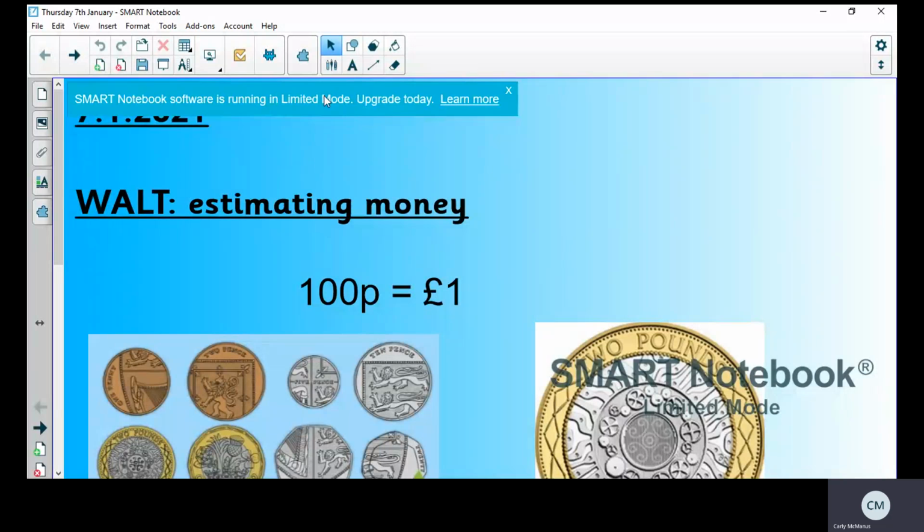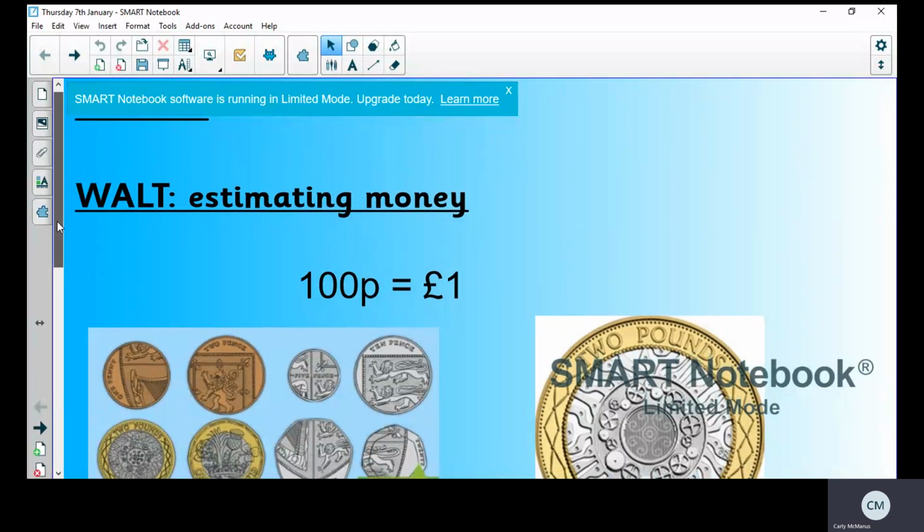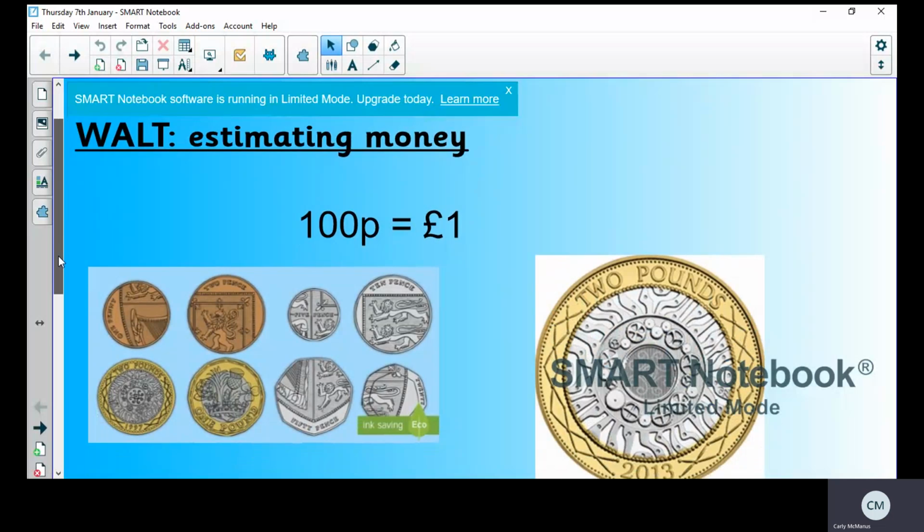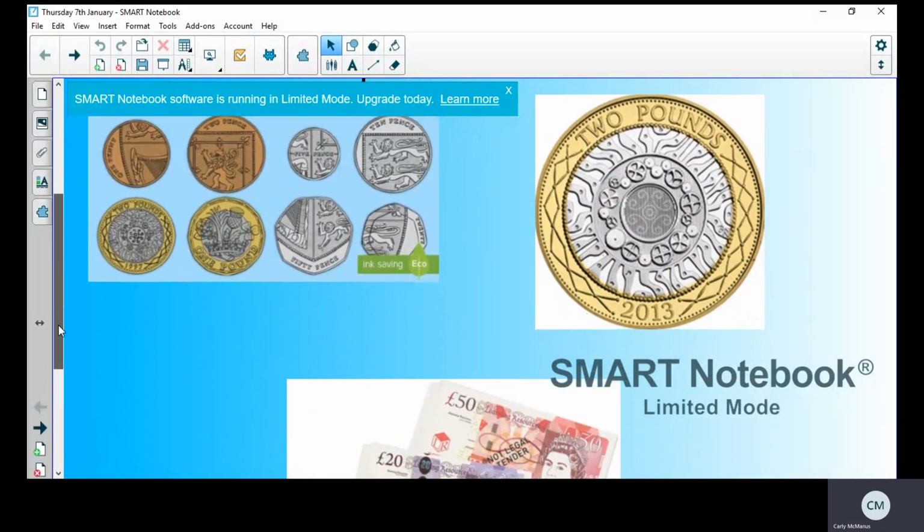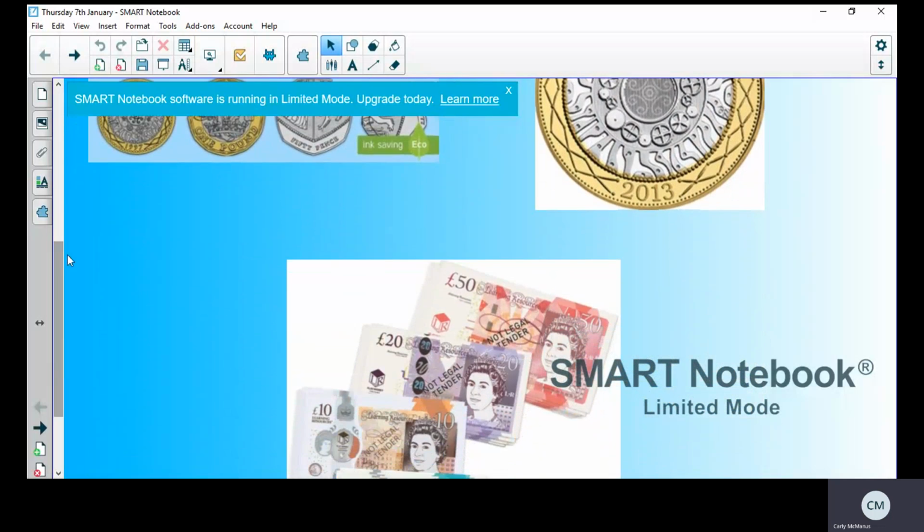So I'm just going to share my screen with you and we'll have a look at the worksheet that we're doing today. We're estimating money, again just recapping the fact that 100 pennies makes a pound. By now you should know the different coins and notes as we've been doing the last few days.